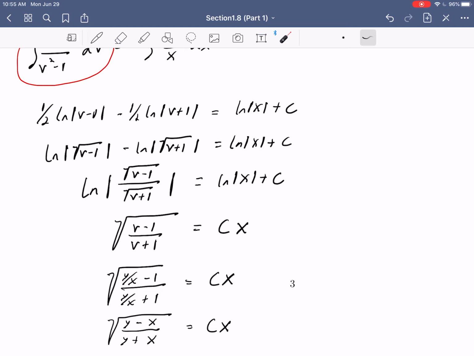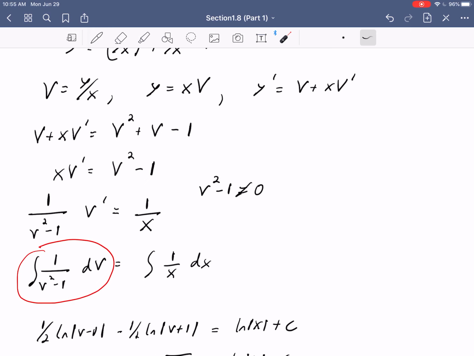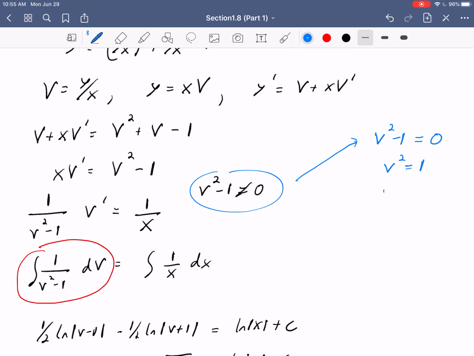We do have some things that we wanted to check back at the beginning here. So let's go back over here and take a look at these v squared minus 1. So what happens if v squared minus 1 is equal to 0? Well, that means v squared would be equal to 1, which would mean we get two potential things we need to check. v equals minus 1, v equals 1.